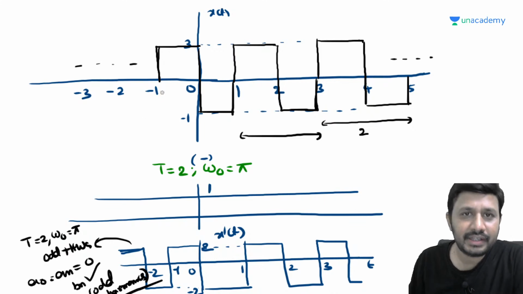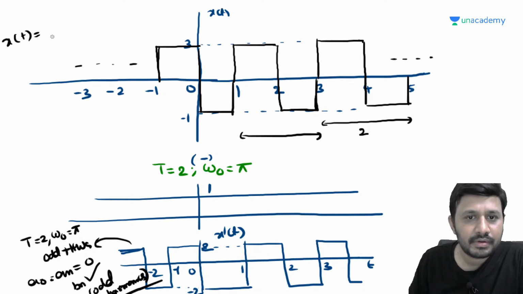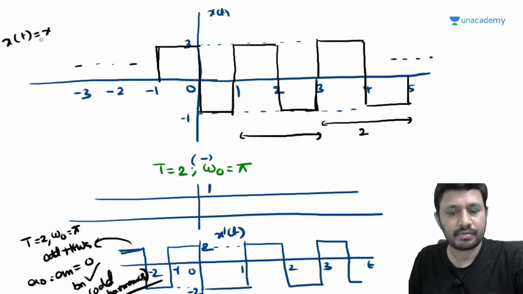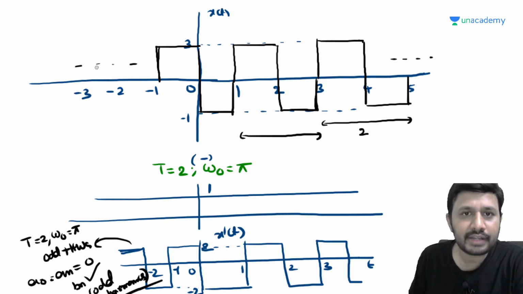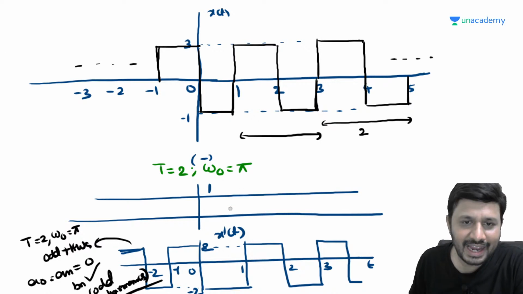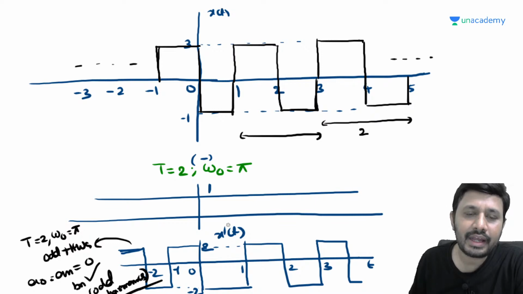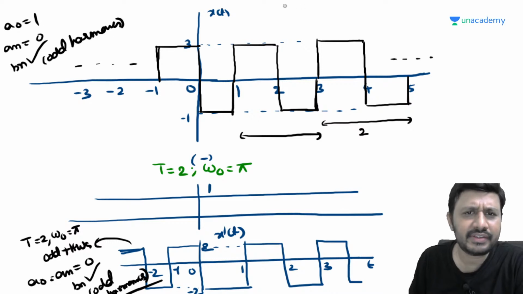Right. Now, what is the relationship between x of t and x dash of t? See, x of t is equal to... now observe here how we got x of t from x dash of t. Can you get x of t? Yes. So only DC shift. What happens if I add a DC value 1 to x dash of t? I'll get x of t. That will be only a change. So A0 will be 1 for x of t, AN will be 0, BN will exist only for odd harmonics. Only DC shift.